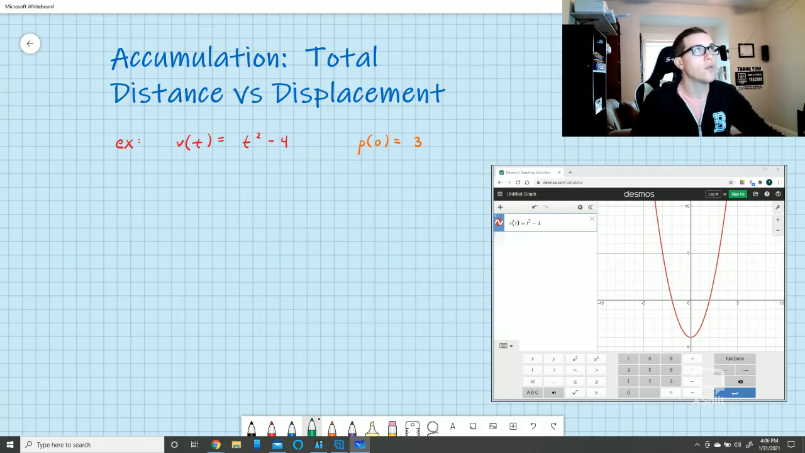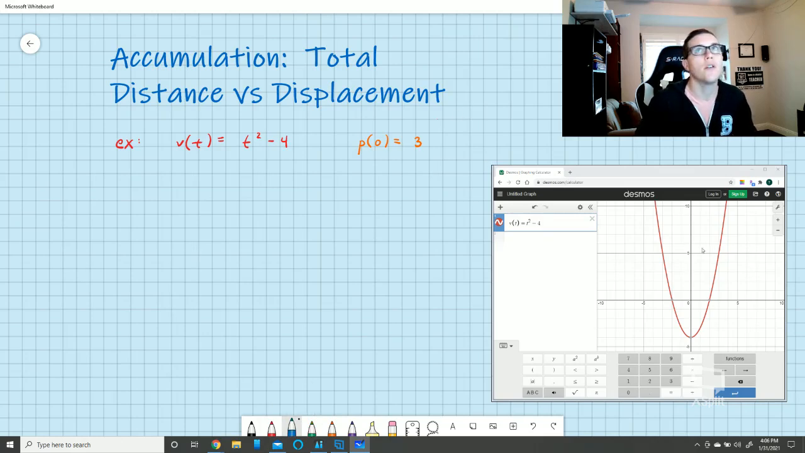So I will show you what I'm talking about by showing you an example of using this total distance versus displacement in an accumulation type problem. So I am giving you a velocity function. Remember, all of this applies to derivatives too, but we'll keep it in terms of motion for now. And I can ask you a couple questions.